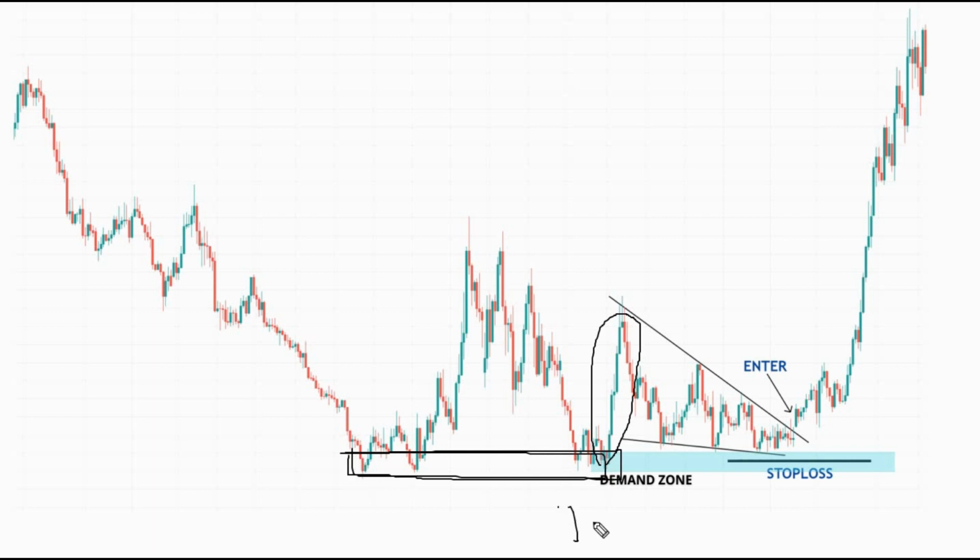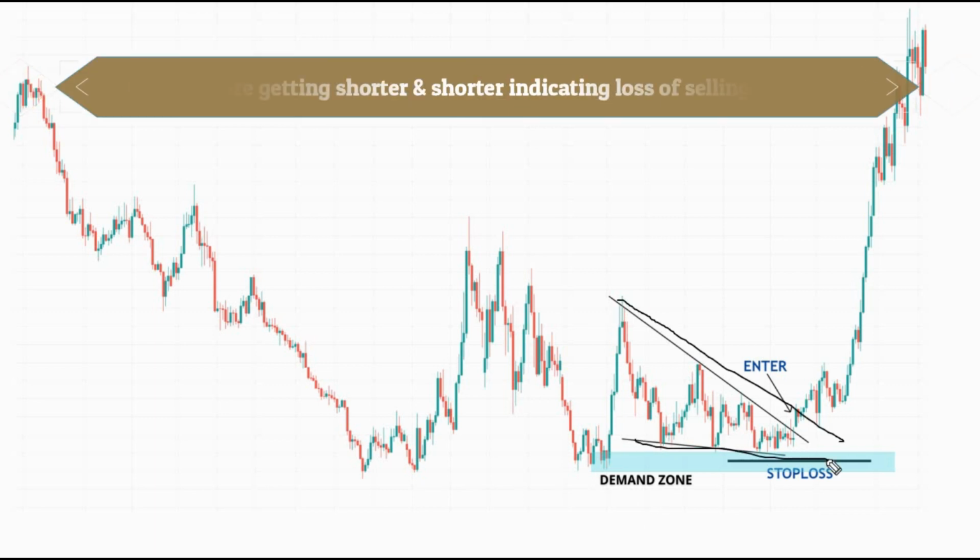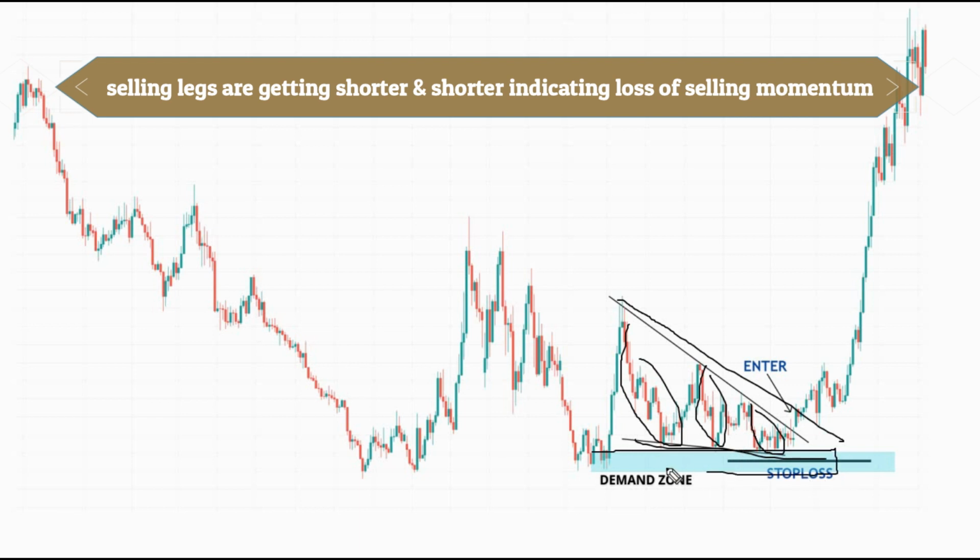So you can say that demand is very, very strong than the supply at this price area, okay. And then we saw a falling wedge pattern. See the selling momentum. Selling momentum is getting weaker and weaker each and every time at this demand zone, okay. So you should combine multiple factors, and then what happened?